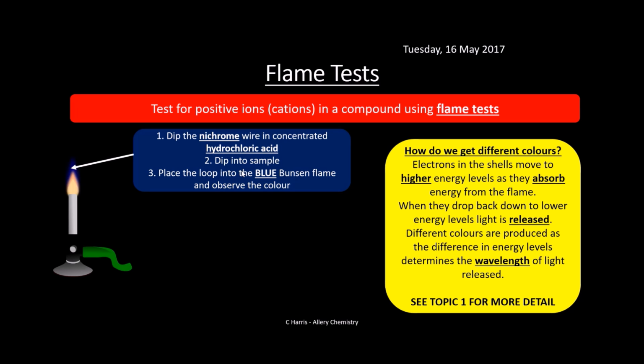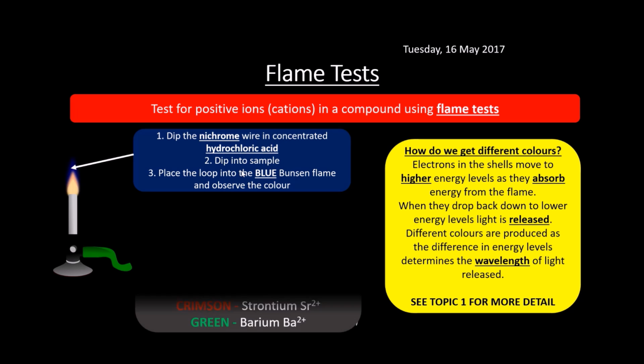Okay, it's just a bit of wire, and you might have a cork on the end of it. You dip it into some concentrated hydrochloric acid just to try and clean it. Dip it into the sample. The acid will also help the sample to stick to the wire. And then we place the loop into the blue Bunsen flame. It must be blue. Okay, and we observe the colour.